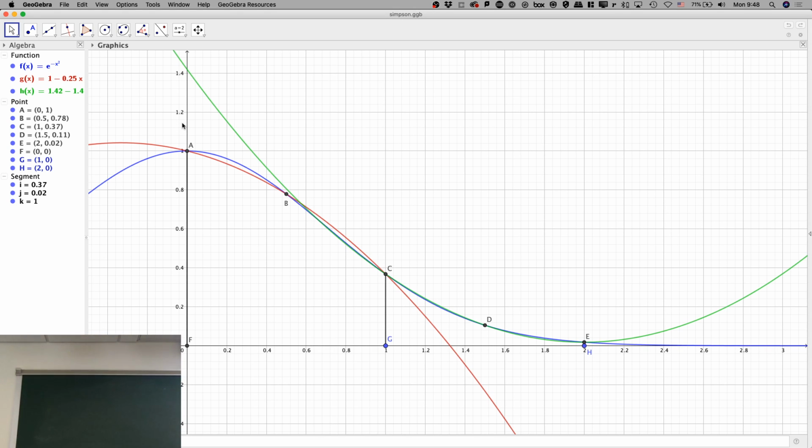So what I've done here may seem funny. Why would I ever do this to myself? What I've got in blue is the e to the minus x squared curve that we've been considering, and I have 5 points on that curve, A, B, C, D, and E. We used these points in 3 of the 4 methods we've looked at so far: the left and right hand rules and the trapezoid rule.